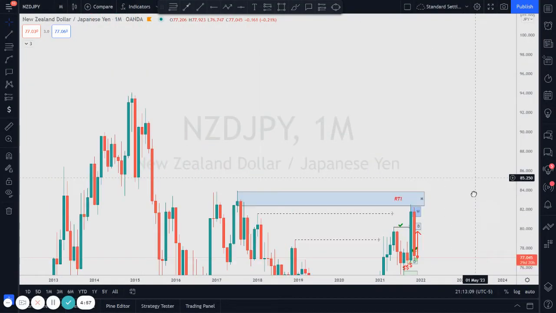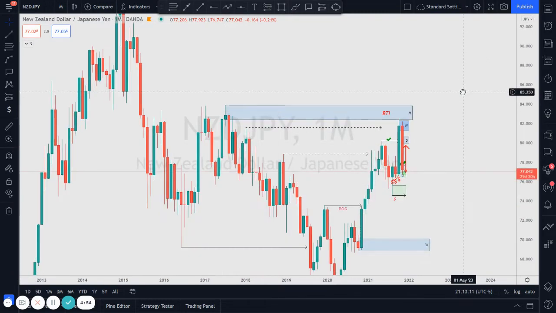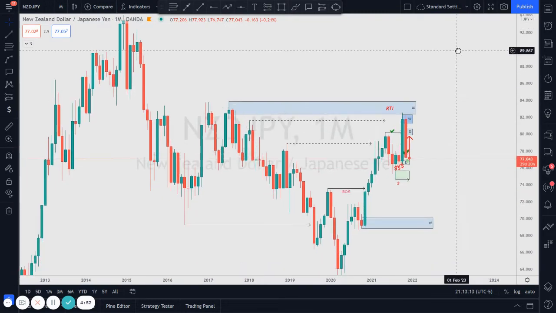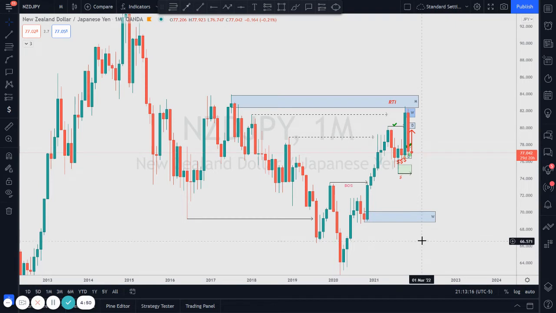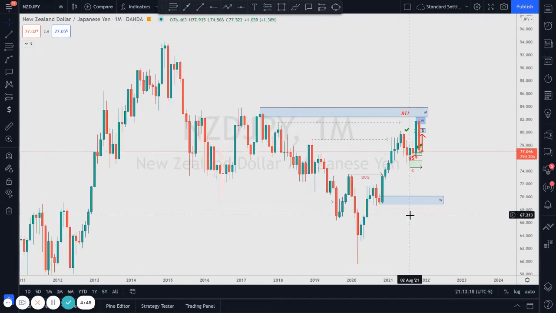Let's take a look at the situation that we have with NZDJPY. Let's do a top-down analysis from the monthly as we normally do. All right. It's very similar to the last video I just made on Aussie yen.